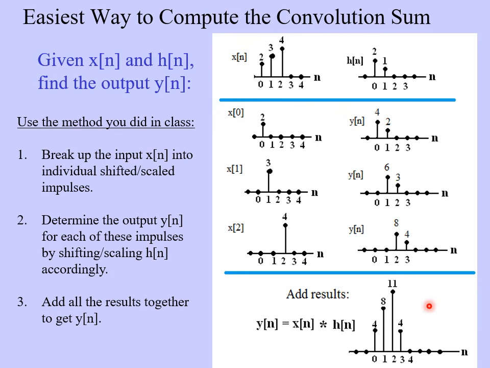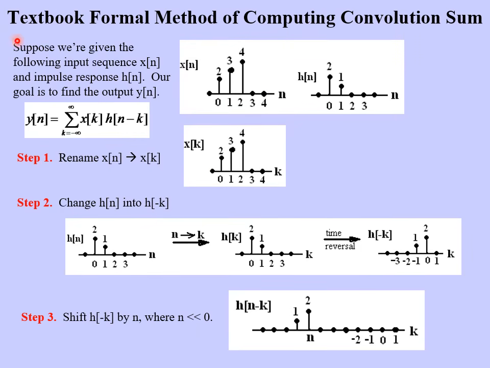So I believe that this is much simpler to do than the book method, which just for completeness, I am going to go over, but I'm going to go over it briefly, and I'll let you, as a student, decide which method you might want to use, for example, in the homework when you have to do these types of problems. So here's the textbook formal method of computing the convolution sum.